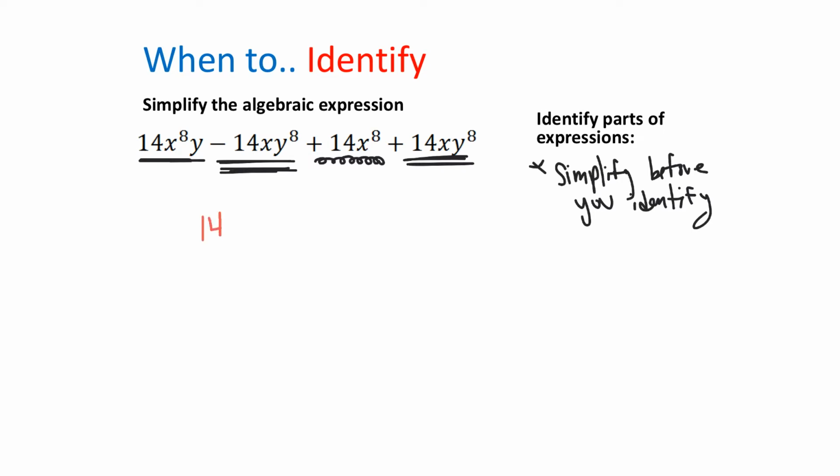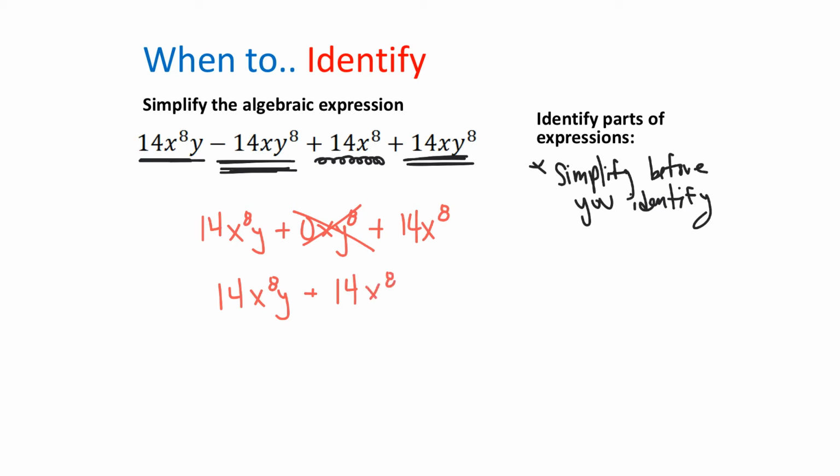So 14x to the 8th y, minus 14 plus 14, that gives us plus 0xy to the 8th. And then we have plus 14x to the 8th. Now the idea here is that we have a term that equals 0, so we can go ahead and get rid of that. But it's important for me to show you that those do equal 0. They're just not disappearing. And so we have 14x to the 8th y plus 14x to the 8th.